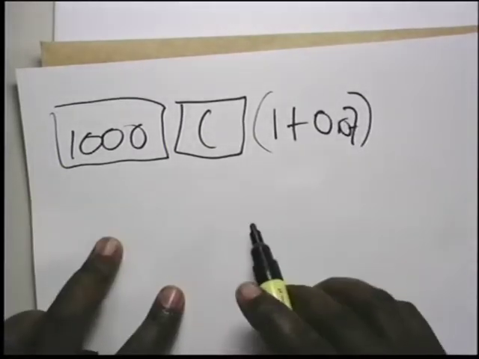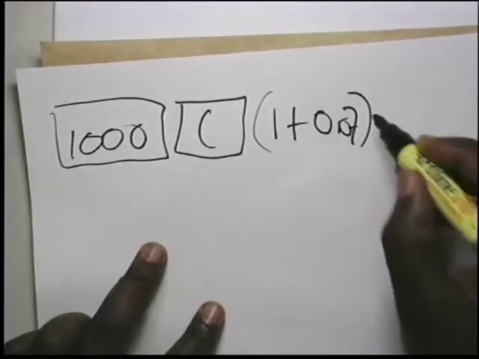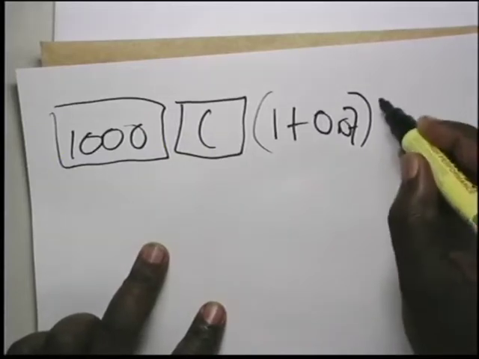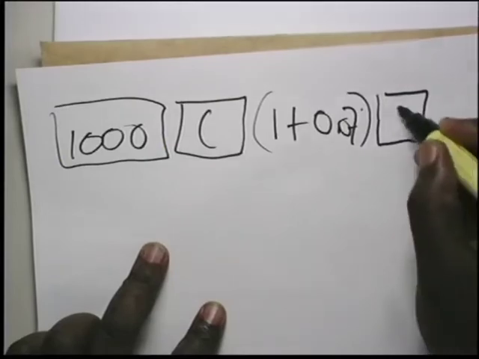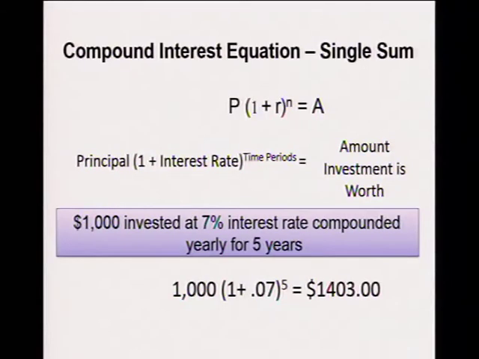1.07. Okay? Then what do you do? To the power, I'm only interested in the power. If you're using a Casio, when you get here, after this bracket, remember that sign. That is what you use for your power. Then once you do that, you say equals, you get that answer.